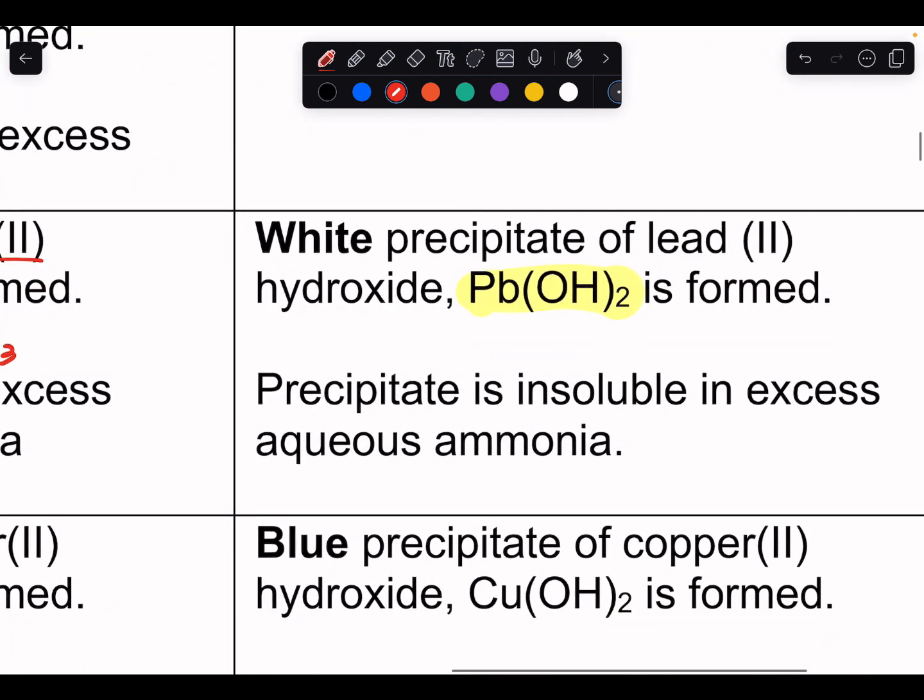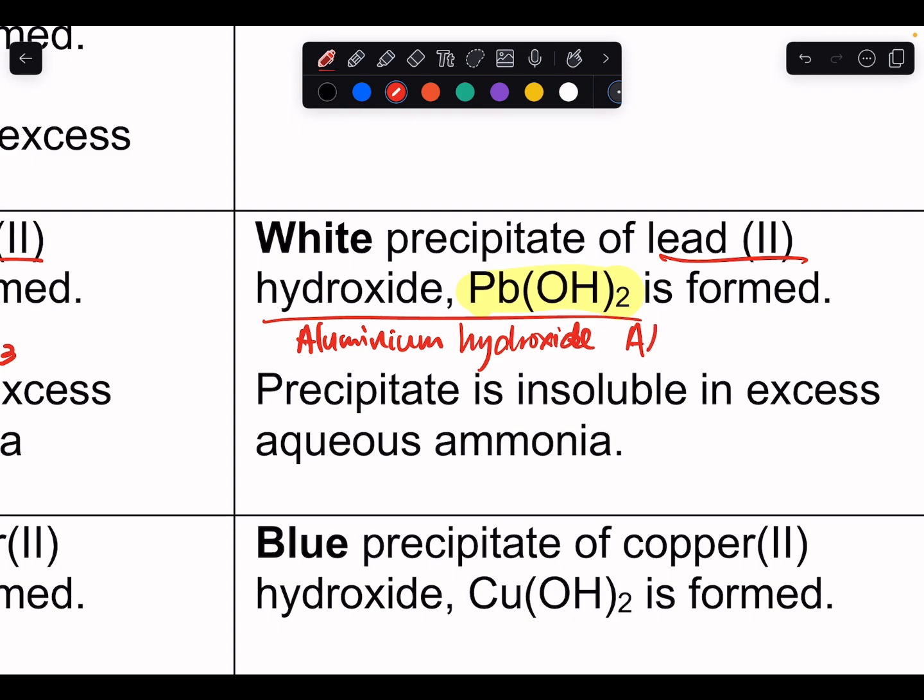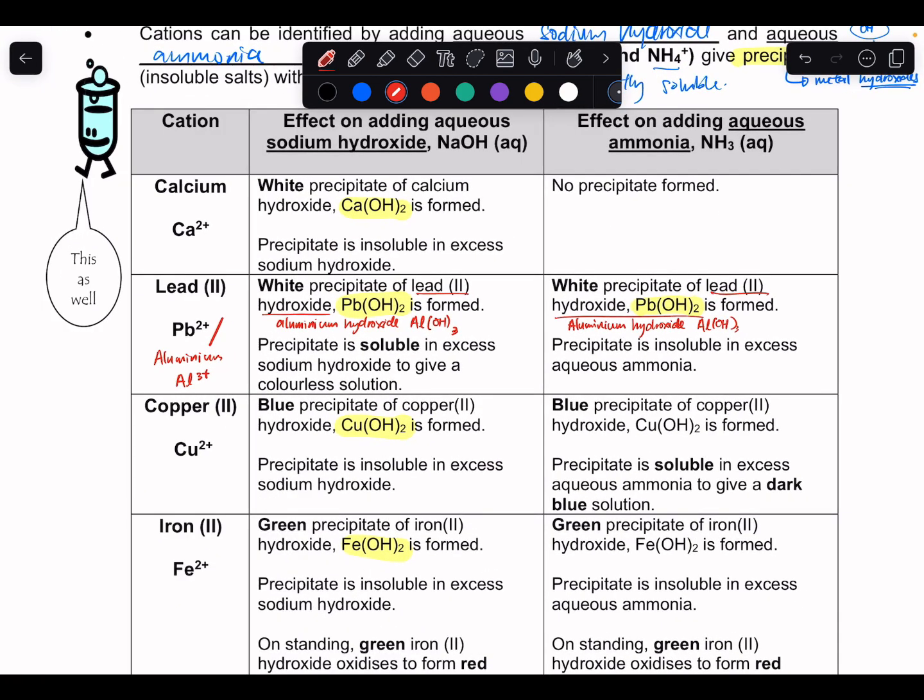Same for here. So your lead 2, it is aluminium. In the pure chem syllabus, you actually learn that lead 2 and aluminium have the same observations for both NaOH and NH3. So in this case, if they have the same observation, then you need to do one more step, which is to add potassium iodide.